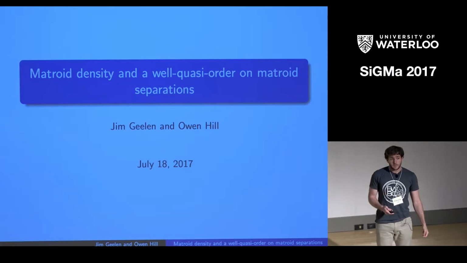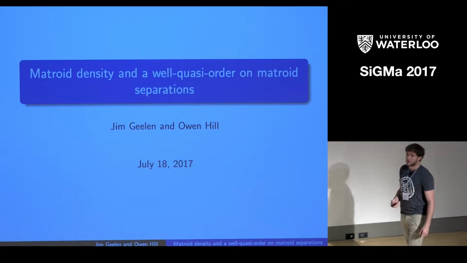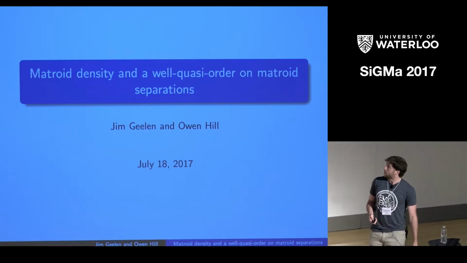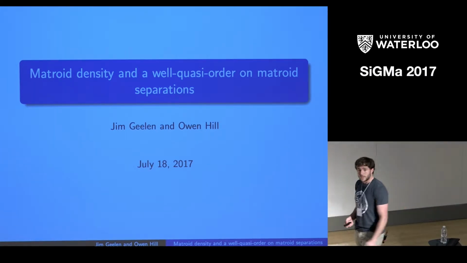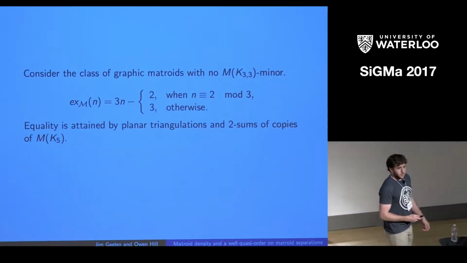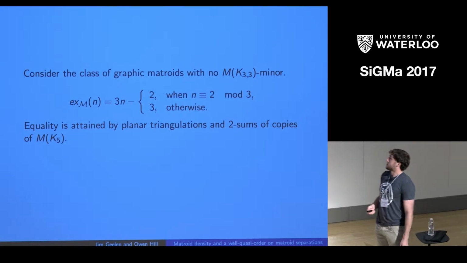So today I'm going to be talking about work that I've been doing with my advisor, Jim Gielen, and what we've looked at is the extremal function for linearly dense minor closed classes of matroids with bounded branch width. So here we're going to have an example of an extremal function on a minor closed class.